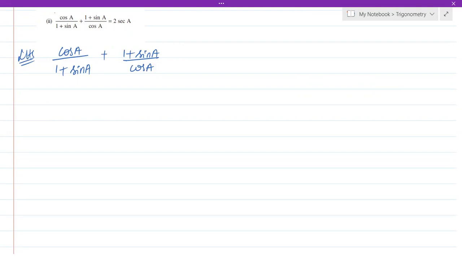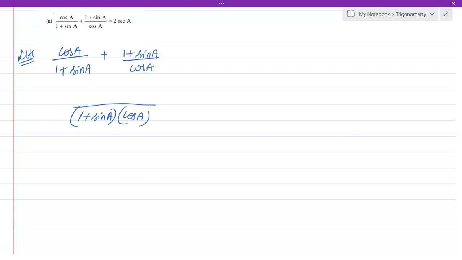Okay. Then what will be the next step? After converting into sin A and cos A, which is actually already in terms of sin A and cos A, what we have to do? We have to take LCM. So let's take the LCM. How do we take the LCM? Let's do the shortcut method, that is multiply the denominators. So 1 plus sin A, there are two terms, so I'll put a bracket. 1 plus sin A into cos A, isn't it? Multiply the denominators, then crisscross, isn't it?